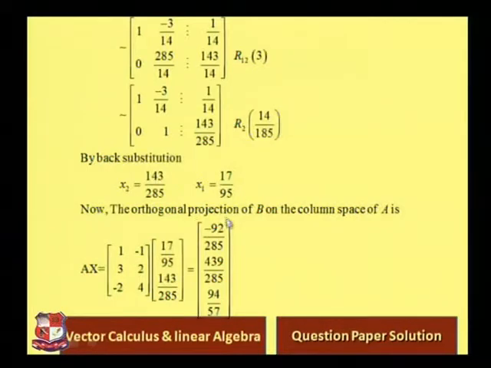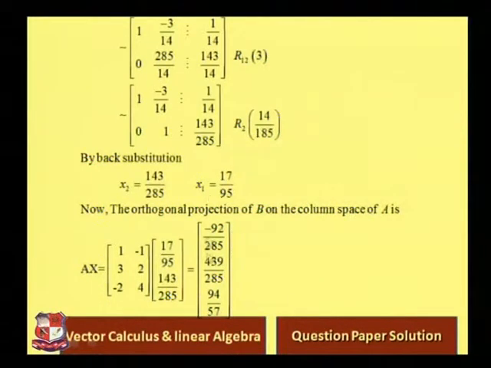The orthogonal projection, this is the answer of this first question. Now the orthogonal projection of B on the column space of A is Ax equal to this, our x. That means x1 is 17 by 95 and x2 is 143 by 285. Multiply with A, so we get this column matrix, this 3 cross 1 matrix, because here there are 3 rows in the first matrix.